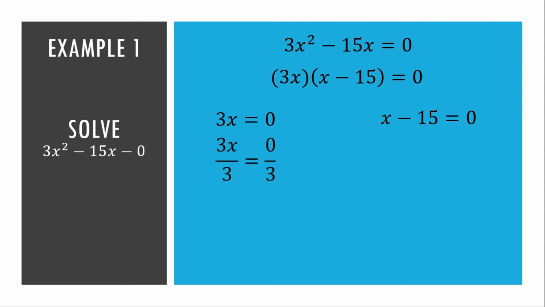Solve na natin yan. Kunin natin yung value ng dalawang x natin. So, 3x over 3 is equal to 0 over 3. So, ang value ng ating unang x is 0. Yung pangalawa naman, ilipat lang natin sa negative 15 on the right side of the equation. So, we will have positive 15. So, our x sub 2 is equal to 15. So, ang ating value ng x ay 0 and positive 5.